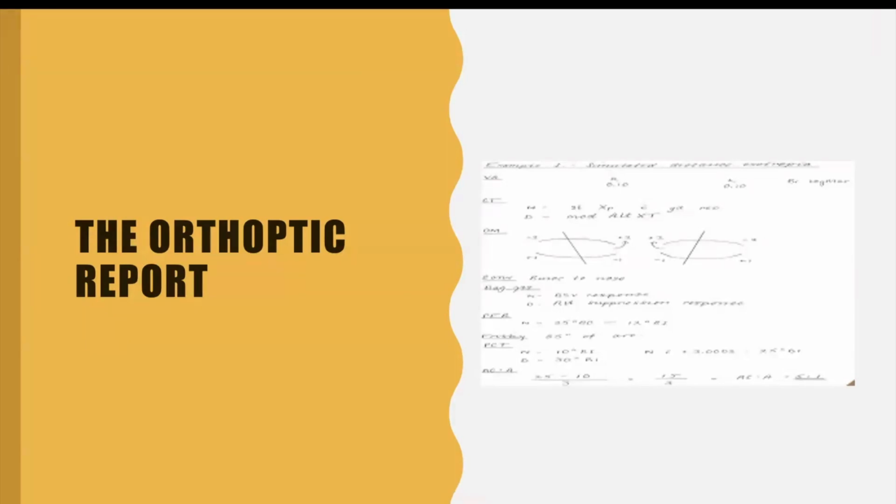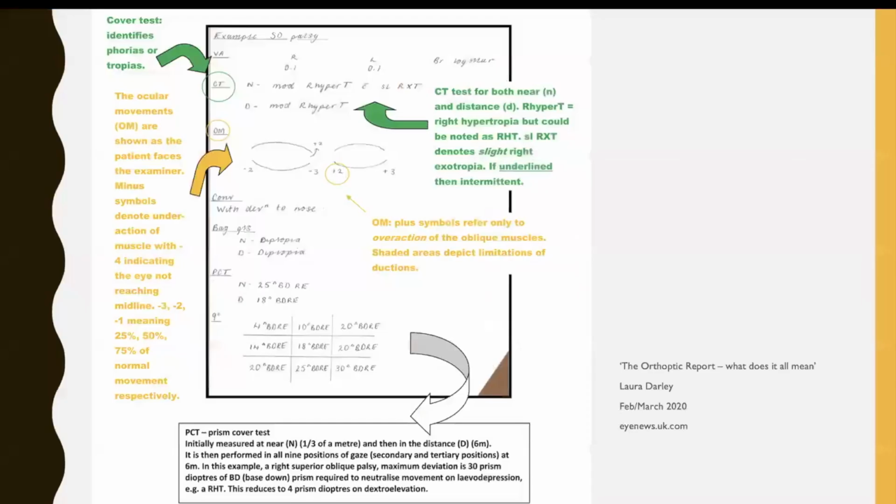So talking about the orthoptic report, some of you, in the feedback, have said you want to go through this. Now, the resource that I used when I was trying to get my head around this was the orthoptic report. What does it all mean? It's a report by Laura Darley. It can be found on inews.uk. And you can go to that and read that in more detail. And this is a really, really good run through as to how it works.